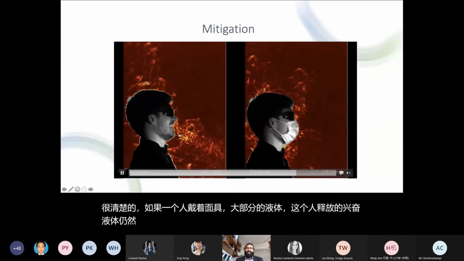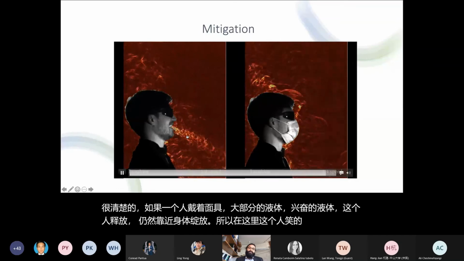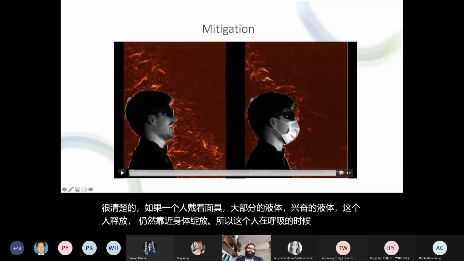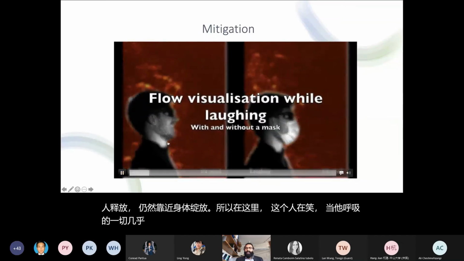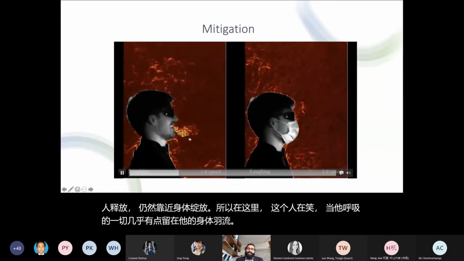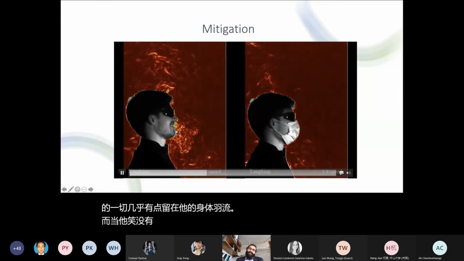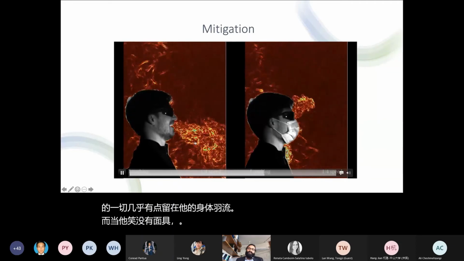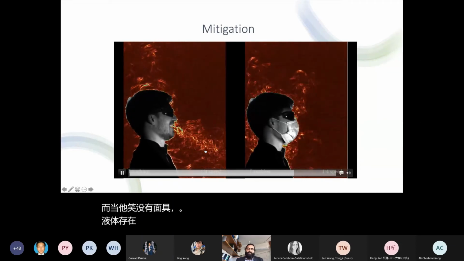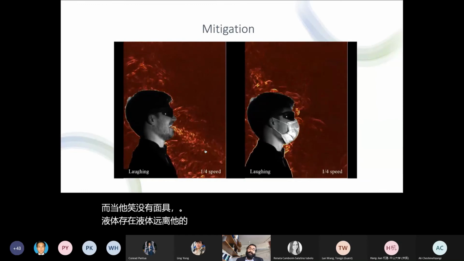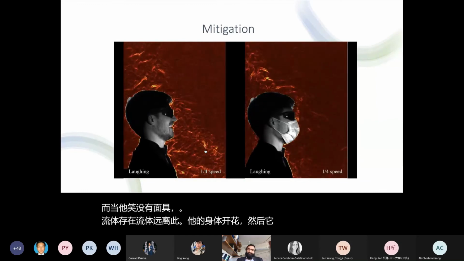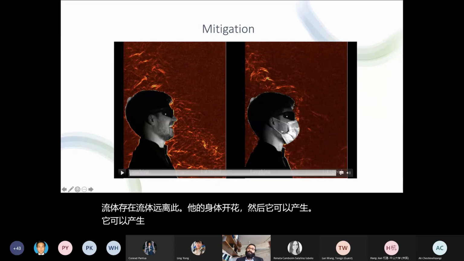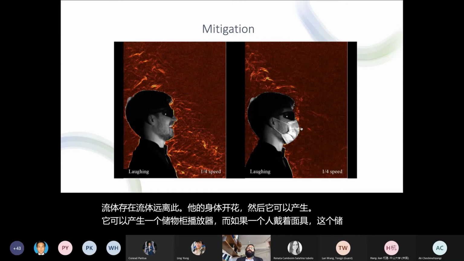So here this person is laughing. When he is breathing, everything almost remains in his body plume. Whereas when he laughs without a mask, the exhalation fluid goes far away from his body plume, and then it can produce a lockup layer. Whereas if a person wears a mask, this lockup layer problem can be solved.